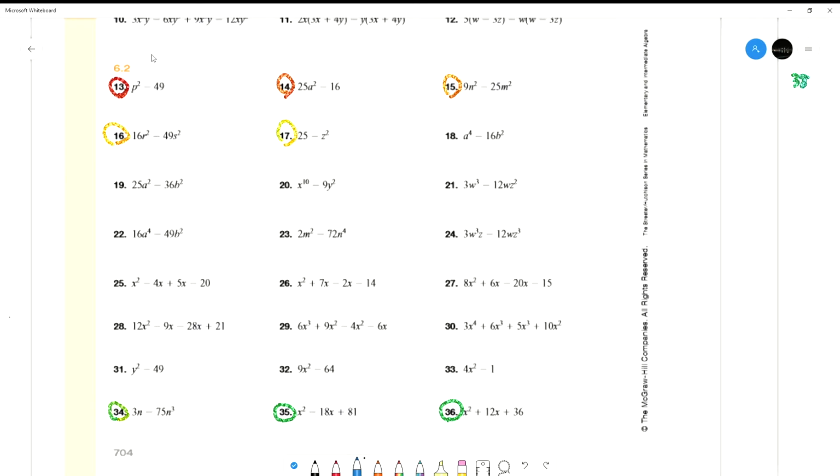So our first problem here is our difference of squares, right? Difference of squares, what we learned last time. How do we identify it? It's when we have something squared minus something else squared, like a squared minus b squared. And when we do our factoring for that, it's always going to come out to a plus b times a minus b. So in our first problem, number 13, we have p squared minus 49.